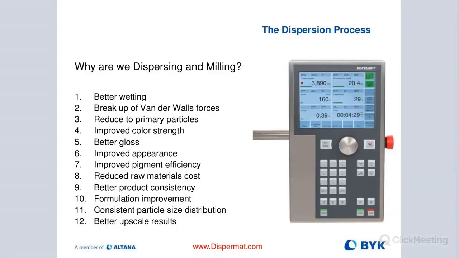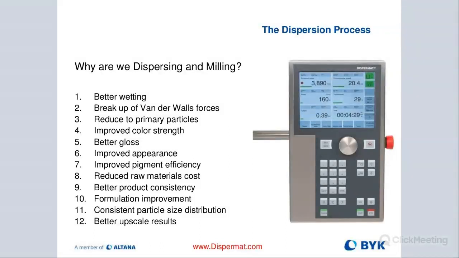So the goals are really to improve our wetting. That's the first step. We want to break up these invisible electromagnetic forces. They're called Van der Waals forces. They are binding forces that hold our pigment particles together. And the goal is really to reduce them ideally back to the primary particle size, which will give us improved color, a better gloss. We'll have, as a result, overall improved appearance.